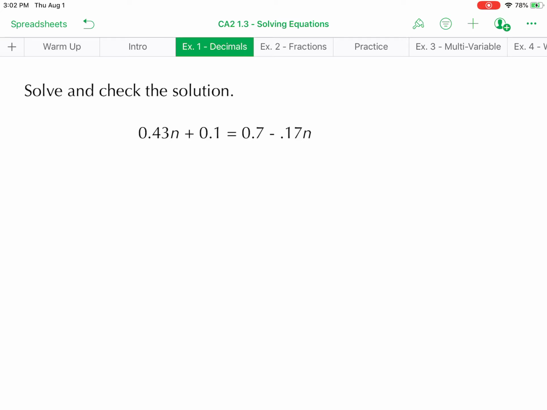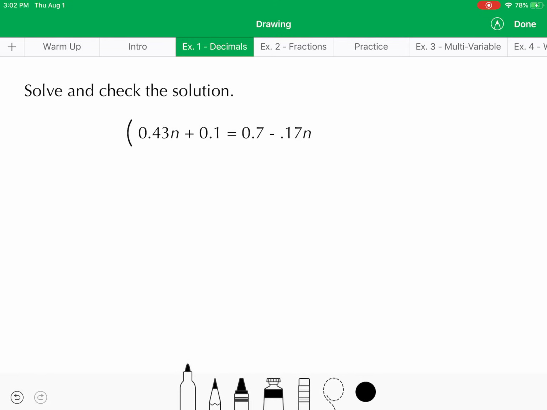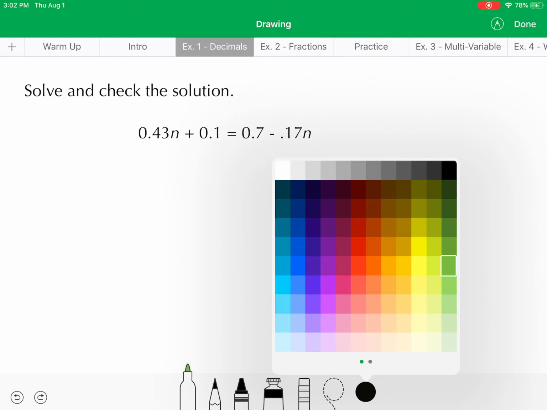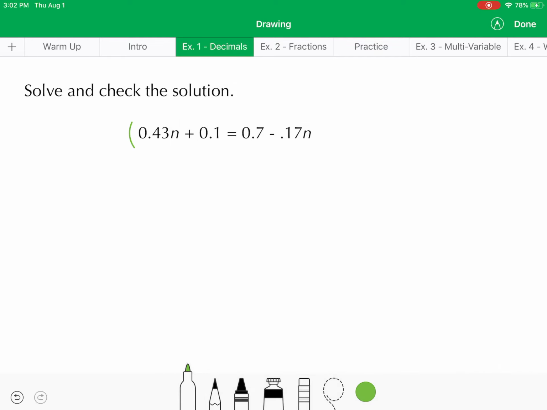So if I were to take both sides of the equation and multiply them by 100, I will get those decimals to clear. Think of this as like you're using your distributive property. So 100 times 0.43n, that's going to move that decimal place 2 spots to the right, and we're going to end up with 43n. 100 times 0.1 will also move your decimal place 2 spots to the right, and you'll end up with 10.